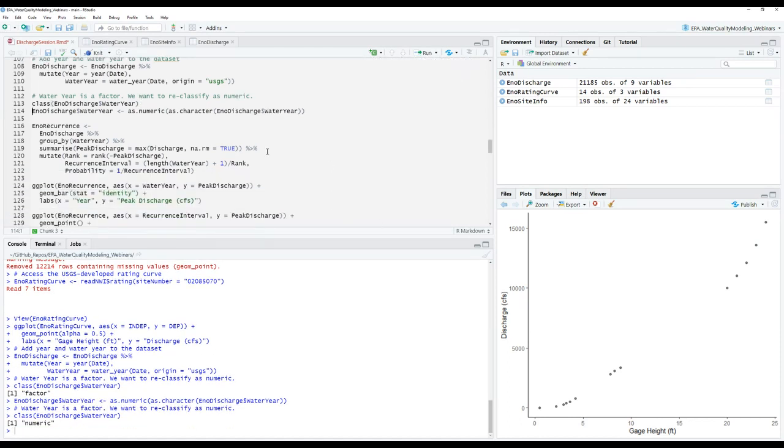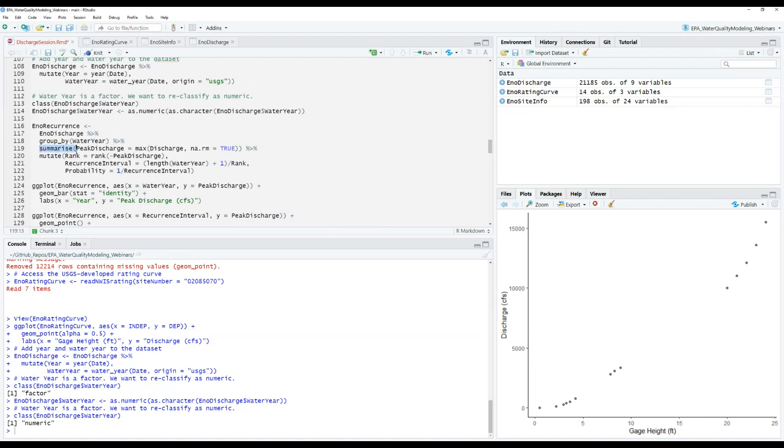Okay, let's go through and calculate our recurrence intervals. So let's make a new object called Eno recurrence with our assignment operator. We will start with the Eno discharge object, and then we will use this term called a pipe. And so this is allowing us to do things in sequence with R. So discharge, then we will group by water year. Here's where if your lfstat isn't working, you can just delete water and just group it by year. So I'll group by water year, you can group it by year.